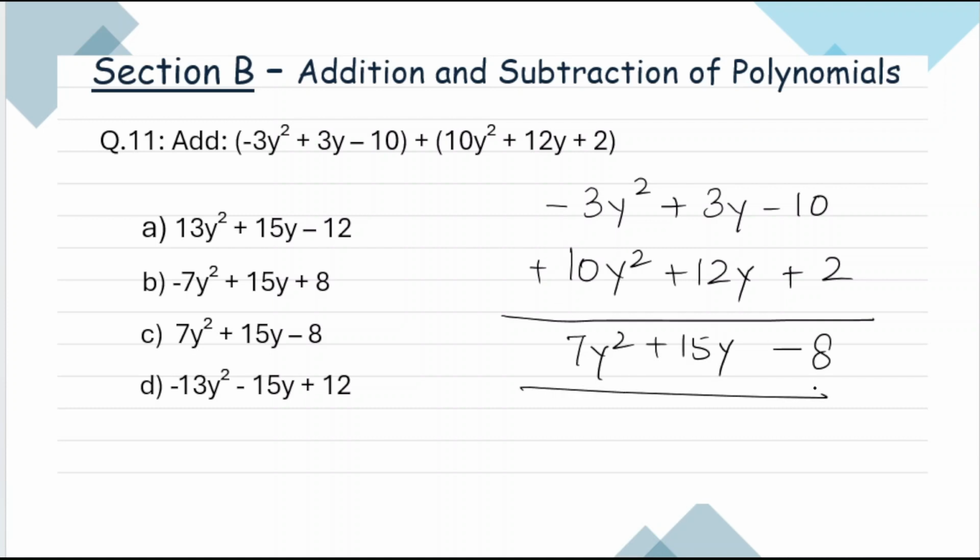That's our answer. Where is this answer? 7y square plus 15y minus 10. Option C is the correct answer.